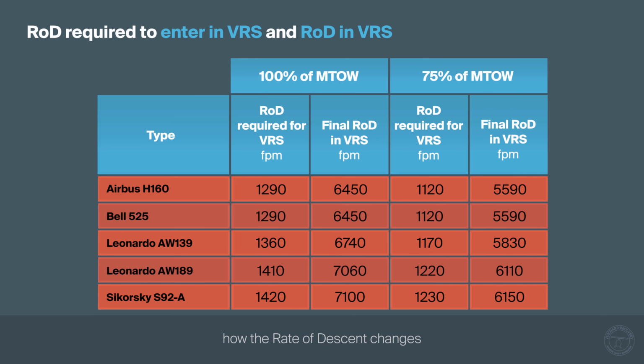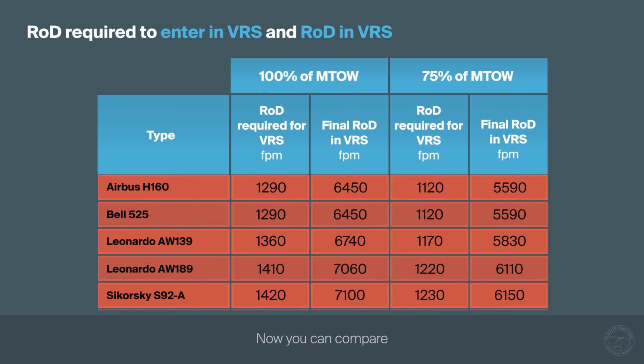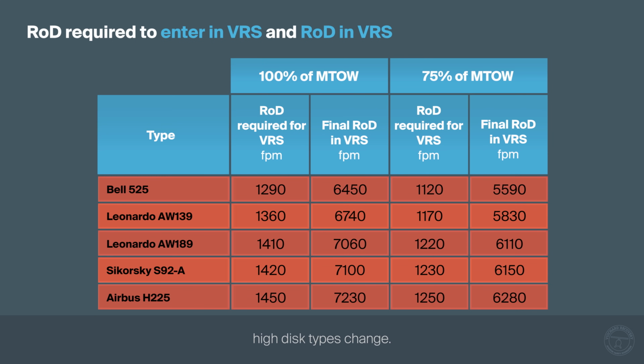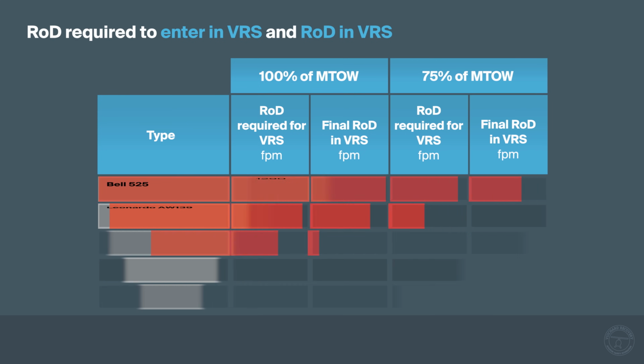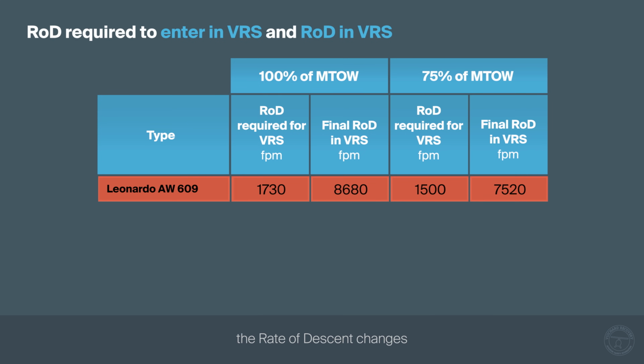This table shows how the rate of descent changes in the high disk load categories based on the rules of thumb calculations. Now you can compare how the values of different high disk types change. This table shows how the rate of descent changes for the very high disk load, an AW609 tilt rotor, based on the rules of thumb calculations. Now you can compare how the values of the AW609 change depending on the weight.